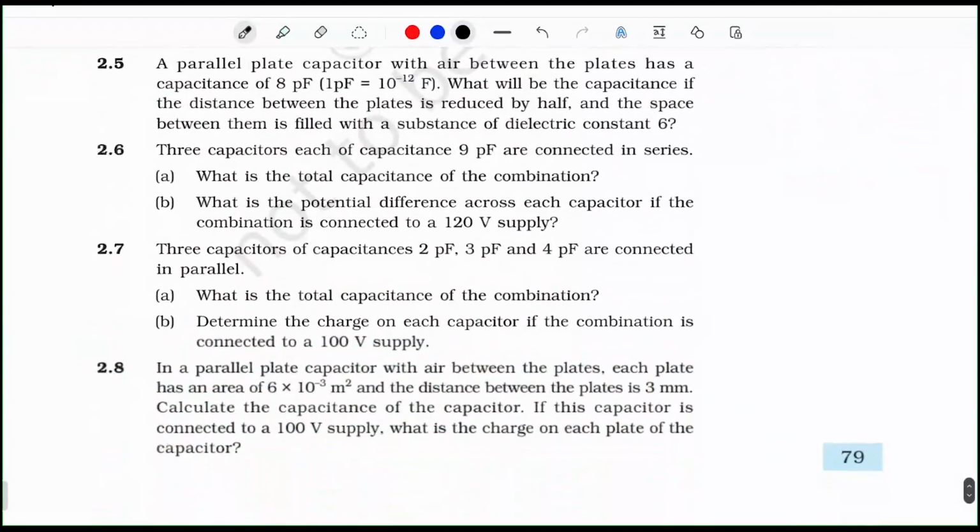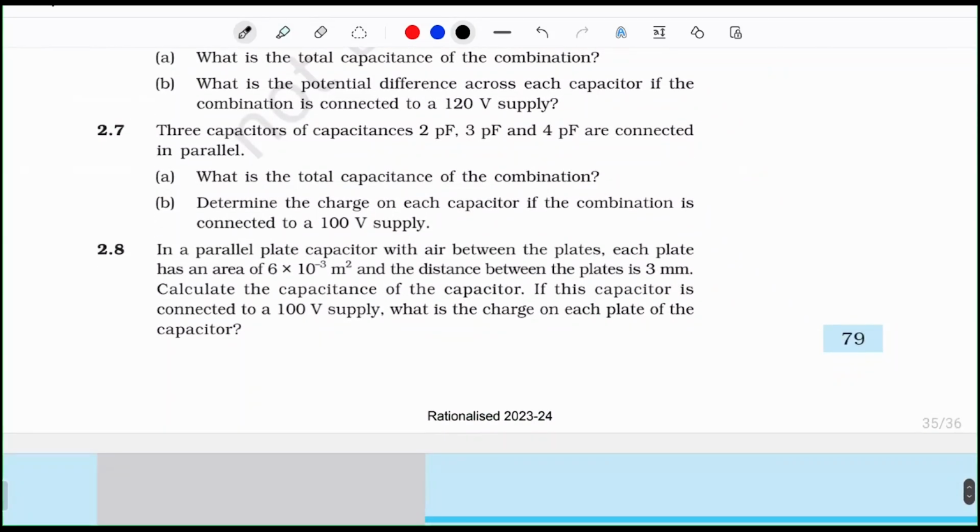All right, we will solve one more problem. Three capacitors are connected in parallel. What is the total capacitance? You have seen that parallel capacitors simply add up. So the capacitances add up: 2 plus 3 plus 4.